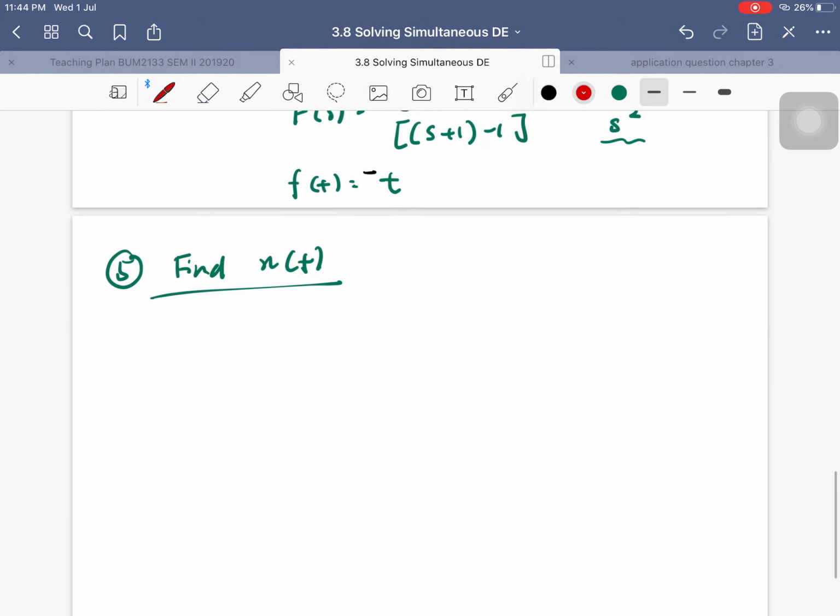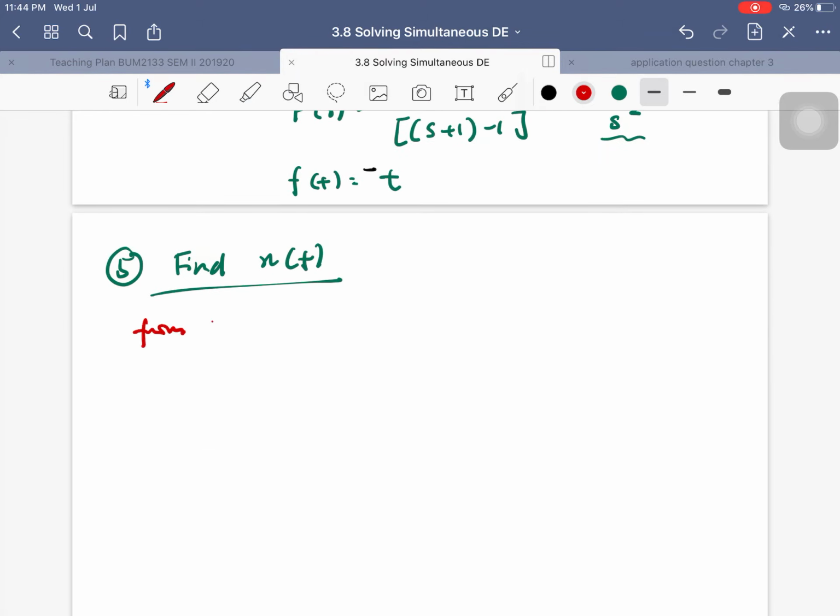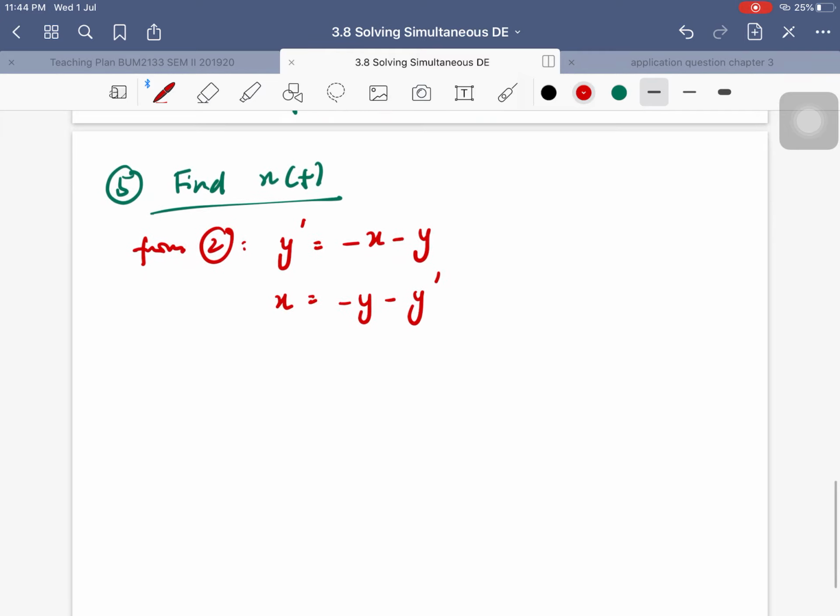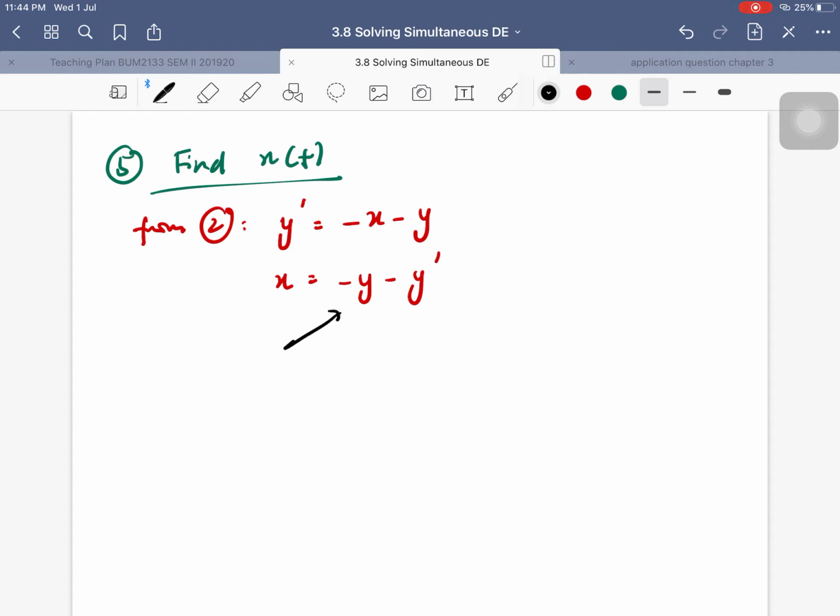Okay, so now I'm going to use equation number 2. From equation number 2, let me rearrange the equation. I have that y prime is going to equal negative x minus y, or x is basically negative y minus y prime. And I already have y according to what we have seen before. So y(t) is going to equal negative t exponential of t. And then I need to find y prime. So y prime is going to be the differentiation of negative t exponential of t.